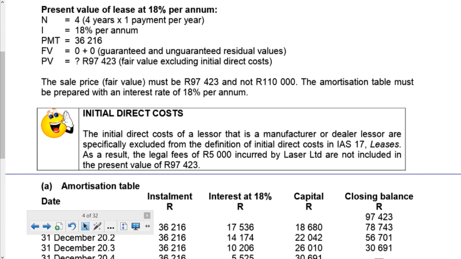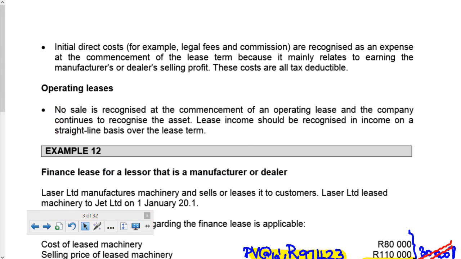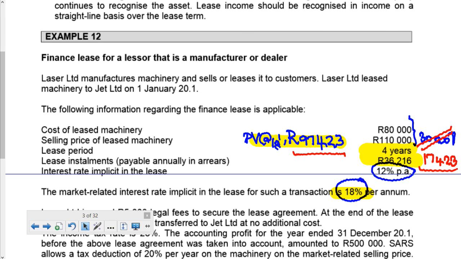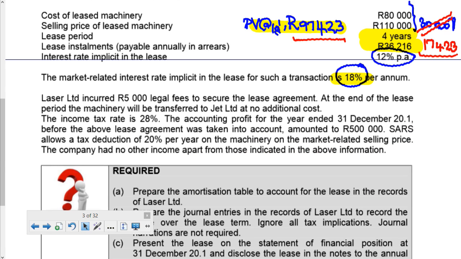There were some legal fees. Were there some legal fees in the original question? Did I not read the rest of the question? I didn't read the rest of the question. Laser incurred 5,000 of legal fees to secure the agreement. At the end of the lease period, the machine will be transferred to Jet at no additional cost. It's a finance lease, right? So I have sold the asset. The 5,000 legal fees will go to P&L. Normally, I would add the 5,000 to the 97,423, but now I'm not going to because it's considered to be cost of selling inventory.